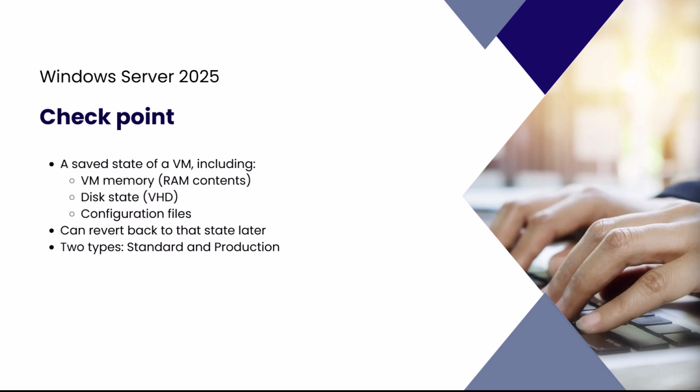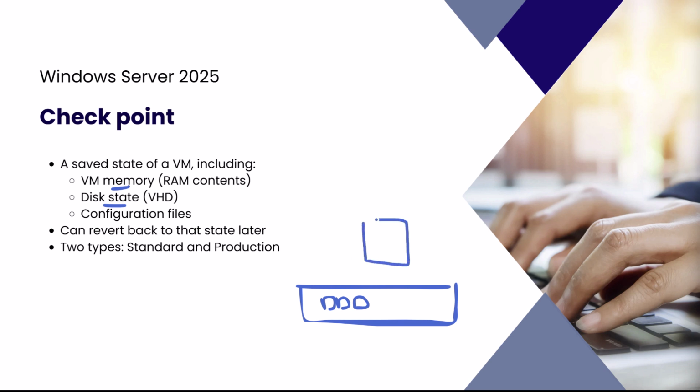So Hyper-V supports standard and production checkpoints. Here you see it's saying that it captures everything, including the memory and disk state. So what is the advantage of doing this? Let's assume that you have a server with many files in this virtual machine, and you are working on one file which is not saved yet. This is the file here.